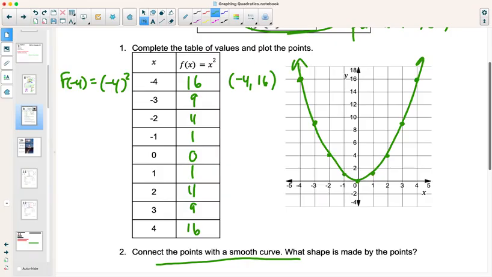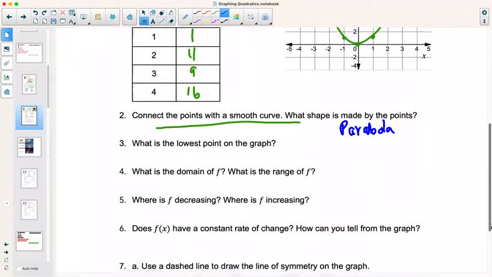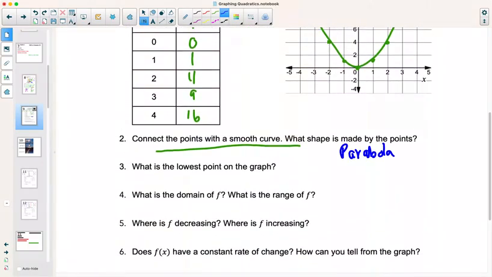What shape is made by these points? That's called a parabola. The equation is a quadratic equation, but the shape on a graph is called a parabola. What's the lowest point on the graph? Well, that's pretty easy. It's right here. That is called the vertex. And it happens to be at (0, 0) this time. It's not always at (0, 0), but for this one, it is.